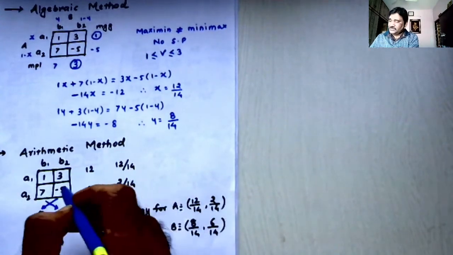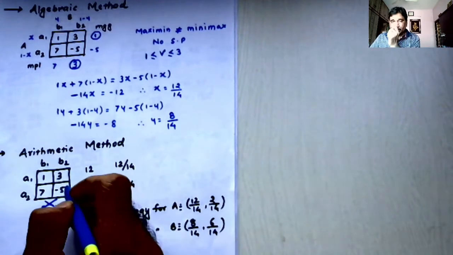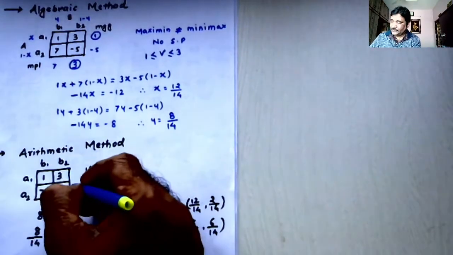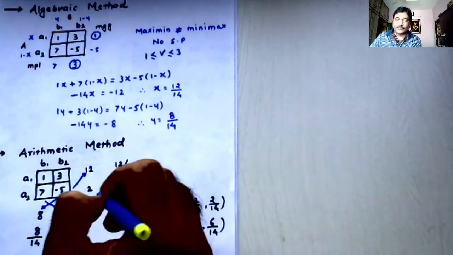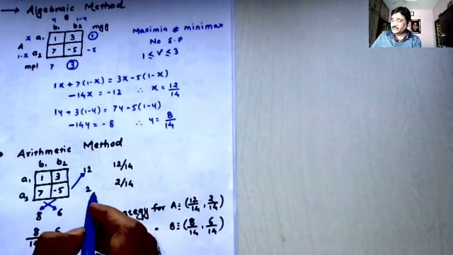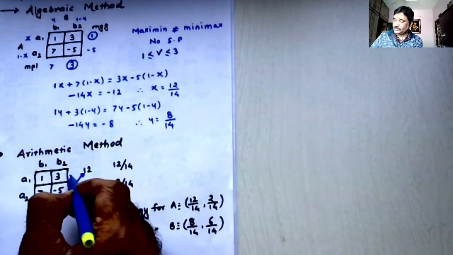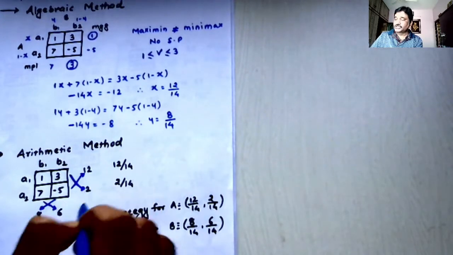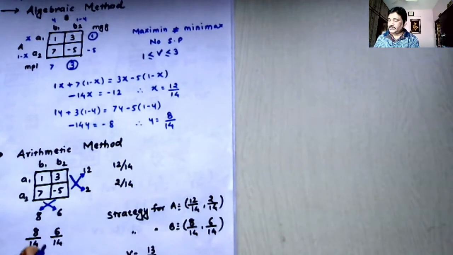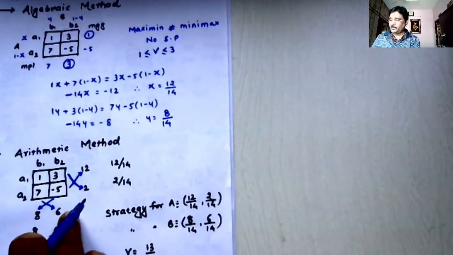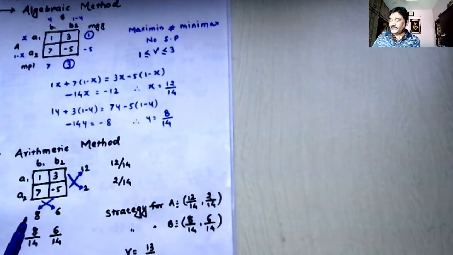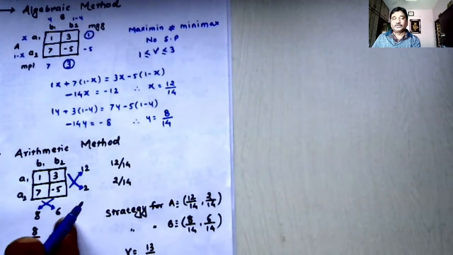And in a similar way for this, I'll be doing 7 minus minus 5, the difference comes equal to 12, and 1 minus 3, that difference comes equal to minus 2, but you have to take the absolute value, so the difference is 2. Now what you have to do after this: you make the sum of this, 8 plus 6, 14, and you take that as the denominator for both these values.